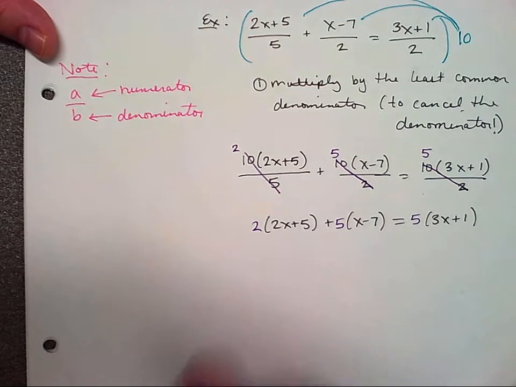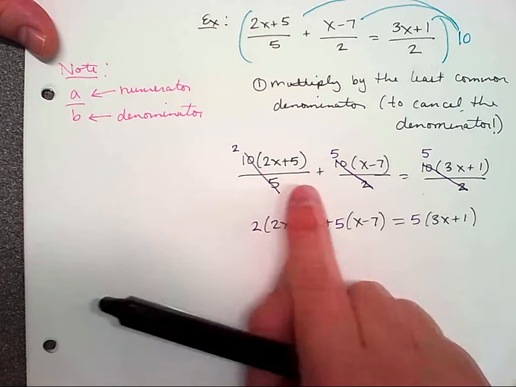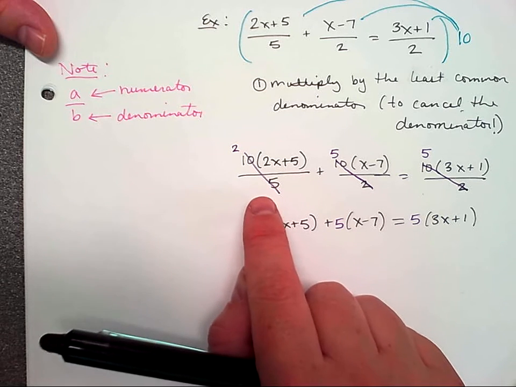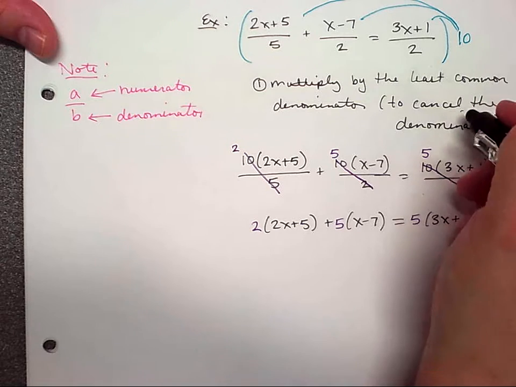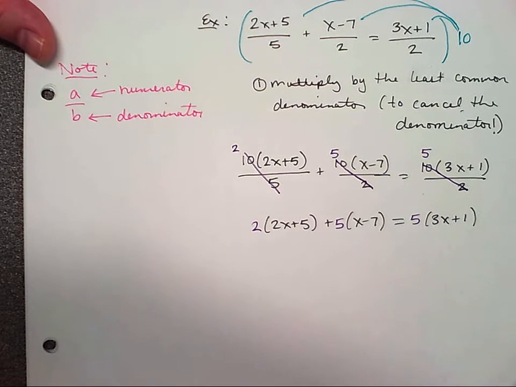So the whole reason I'm multiplying by the least common denominator is to cancel the denominators. How do you spell cancel? C-A-N-C-E-L. E-L or L-E? I can never remember. E-L. Shouldn't have asked. Should have just gone with it.